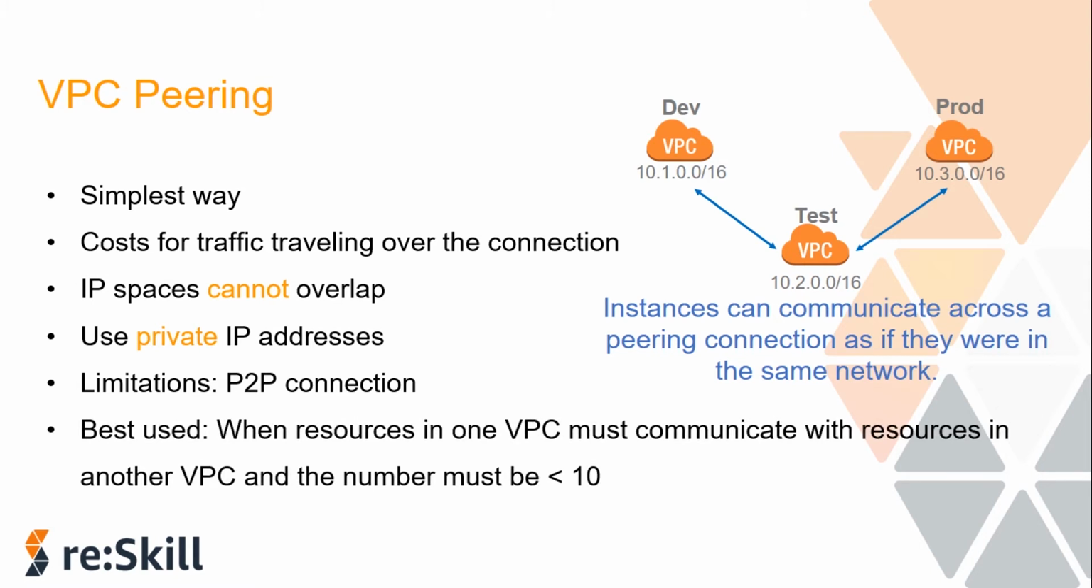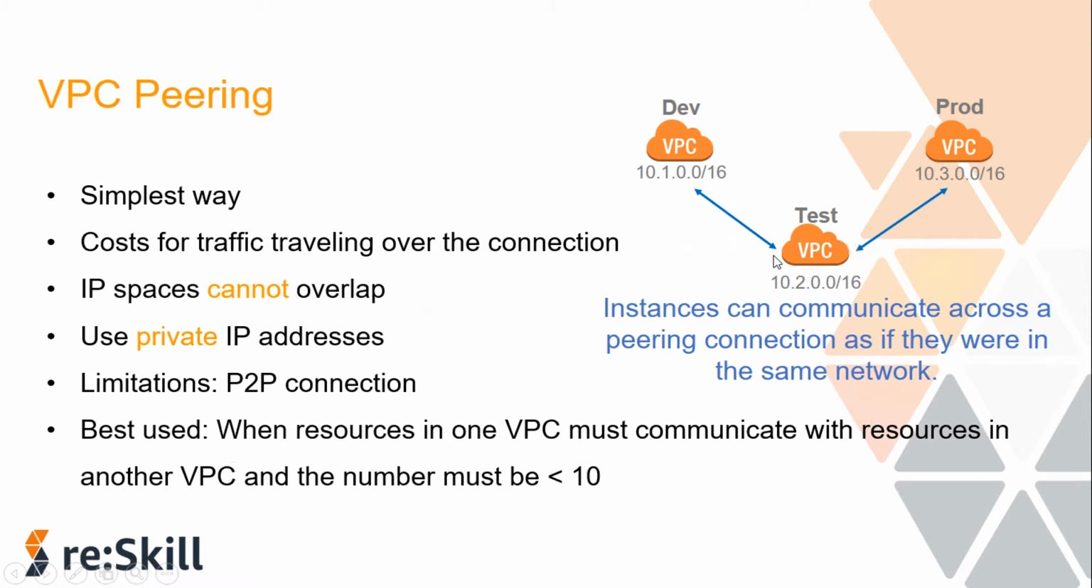VPC peering is, I think, best used when resources in one VPC must communicate with resources in another VPC, the environment of both the VPCs is controlled and secured, and the number of VPCs to be connected is less than 10. This is to allow for the individual management of each connection. And VPC peering offers the lowest overall cost when compared to other options for inter-VPC connectivity that we will be learning in the upcoming slides.